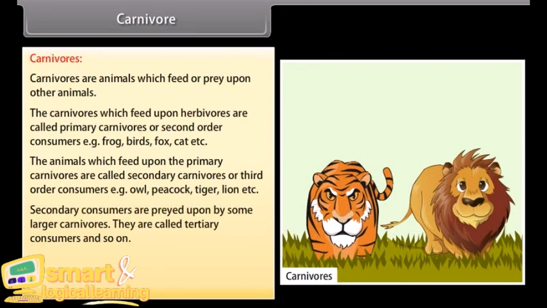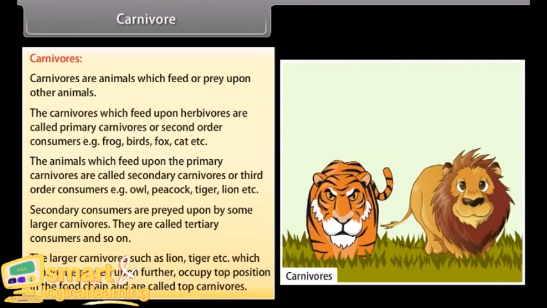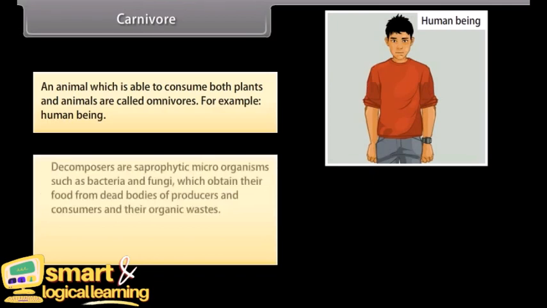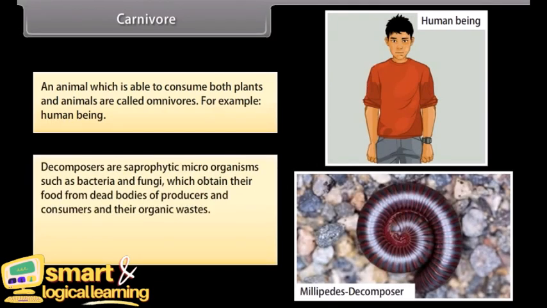Secondary consumers are preyed upon by some larger carnivores. They are called tertiary consumers and so on. The larger carnivores such as lion, tiger, etc., which cannot be preyed upon further, occupy top position in the food chain and are called top carnivores. An animal which is able to consume both plants and animals is called an omnivore. For example, human being.